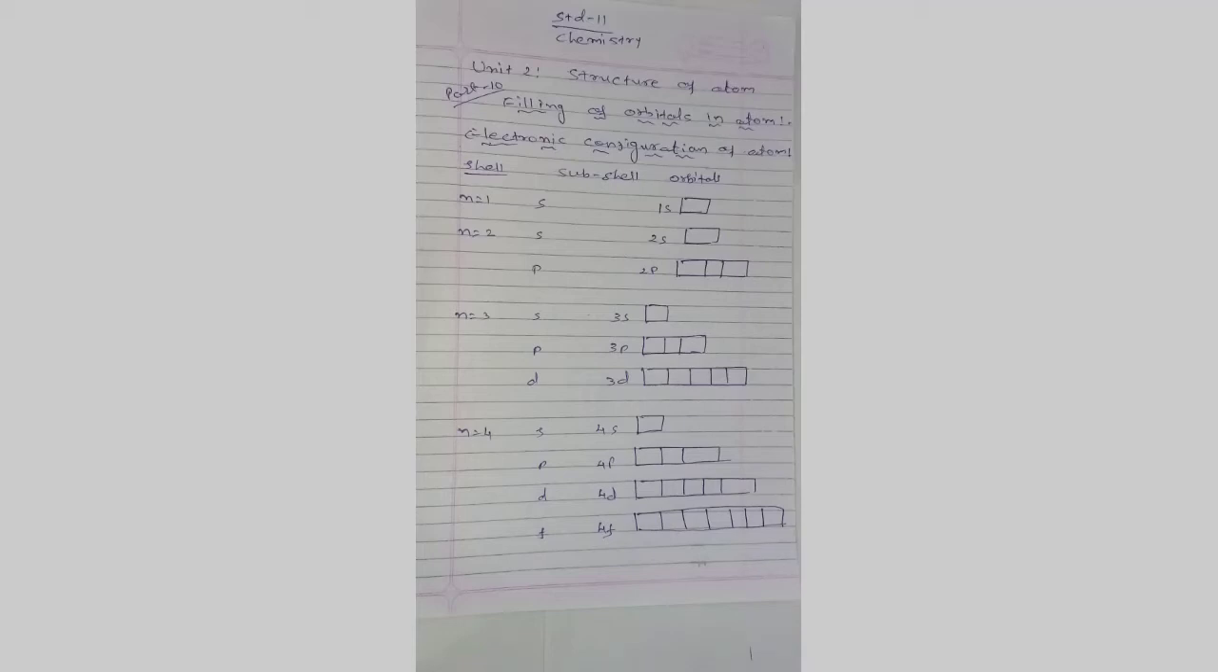Hello friends, Standard 11 Chemistry, Unit 2 Structure of Atom, Part 10. In this part we learn about filling of orbitals in atom and electronic configuration of atom.